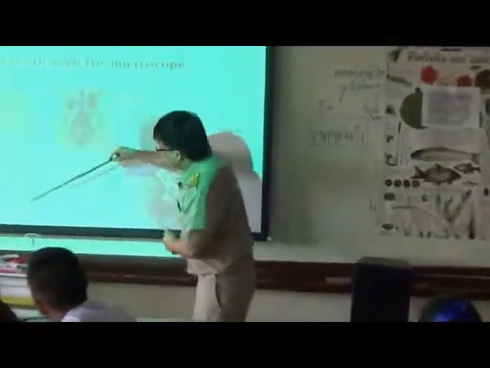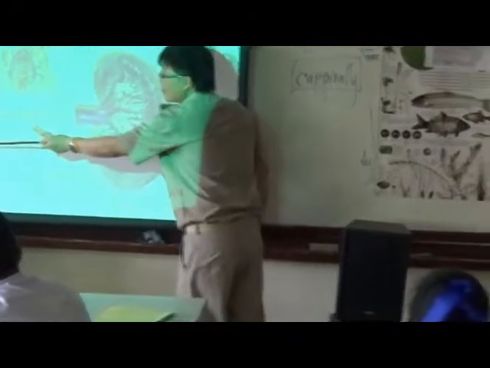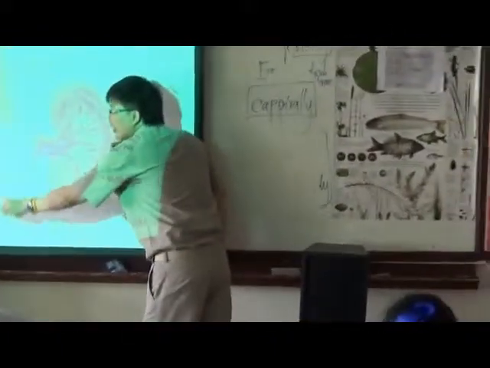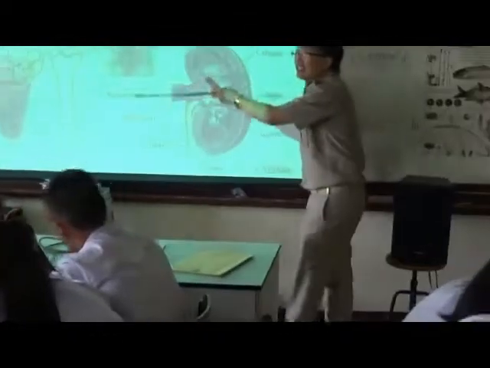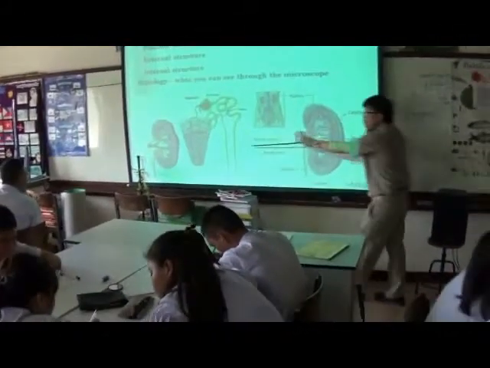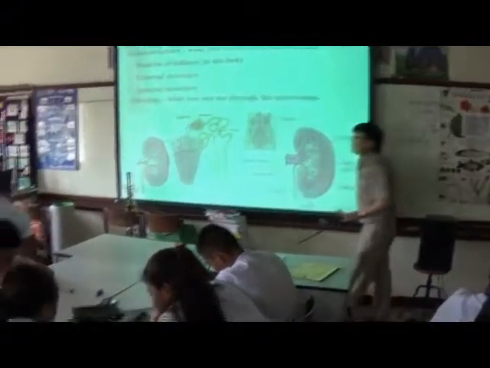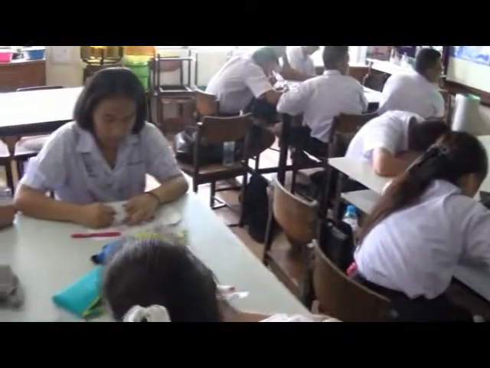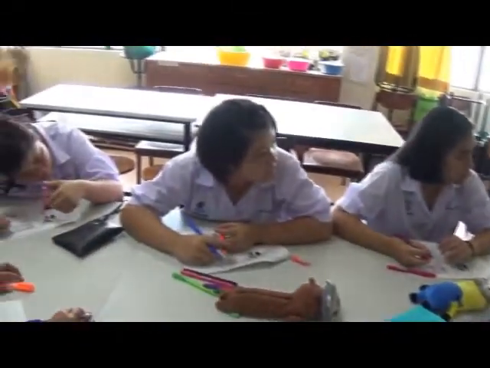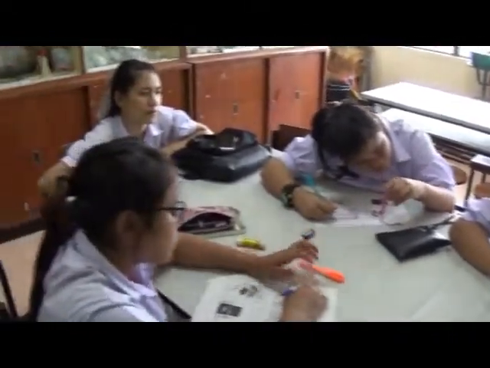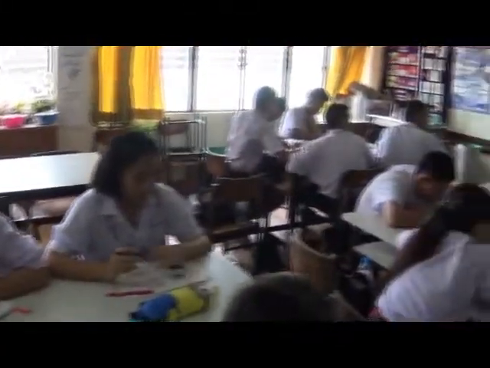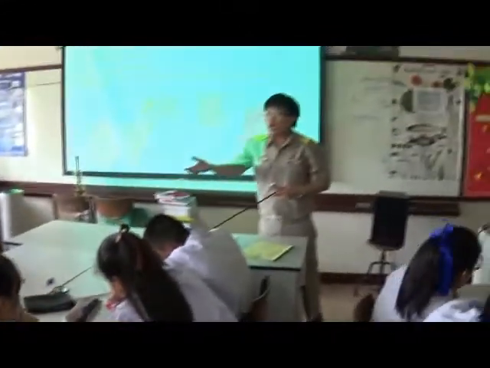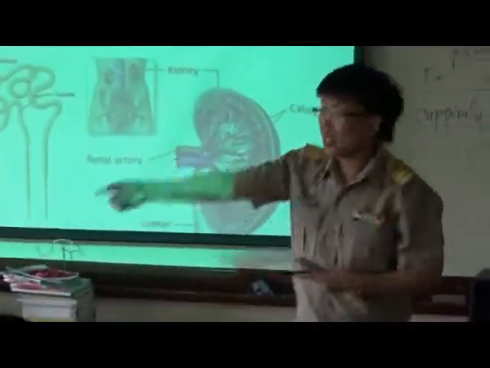And the next structure. Henle, very good. You can take note of the Henle. And the main function of the Henle is to reabsorb water. This structure is called Henle, and the function is to reabsorb water. The main function: reabsorb water.